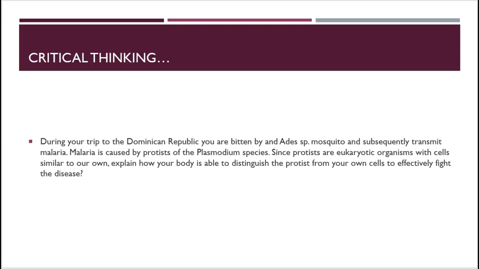Here's our critical thinking question. So during your trip to the Dominican Republic, you are bitten by an Aedes species mosquito and subsequently transmit malaria. Malaria is caused by protists of the Plasmodium species. Since protists are eukaryotic organisms with cells similar to our own, explain how your body is able to distinguish the protist from your own cells to effectively fight the disease.